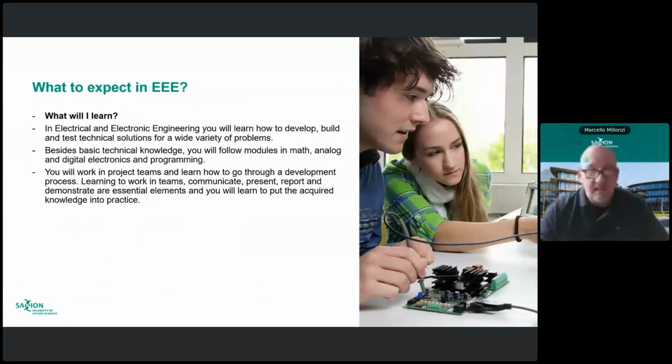Then on to electrical engineering. That program is specifically focused on developing, building, and testing electrical and electronic solutions for a really wide variety of problems. For that, of course, you need some basic technical knowledge in terms of doing math, doing analog and digital electronics, also a bit of programming, because also as an electrical engineer, you need to be able to do some basic programming. So that's also what we have in our program.